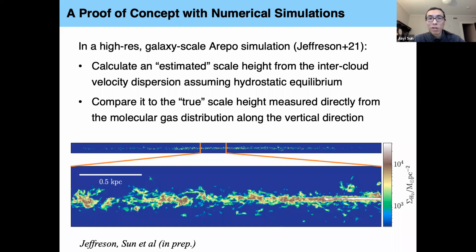And then we try to do things in the observer's way. We try to calculate an estimated scale height from the intercloud velocity dispersion that we measure from the synthetic CO observations, by assuming hydrostatic equilibrium. And then we compare that estimated scale height to the true scale height that we can directly extract from the simulations.